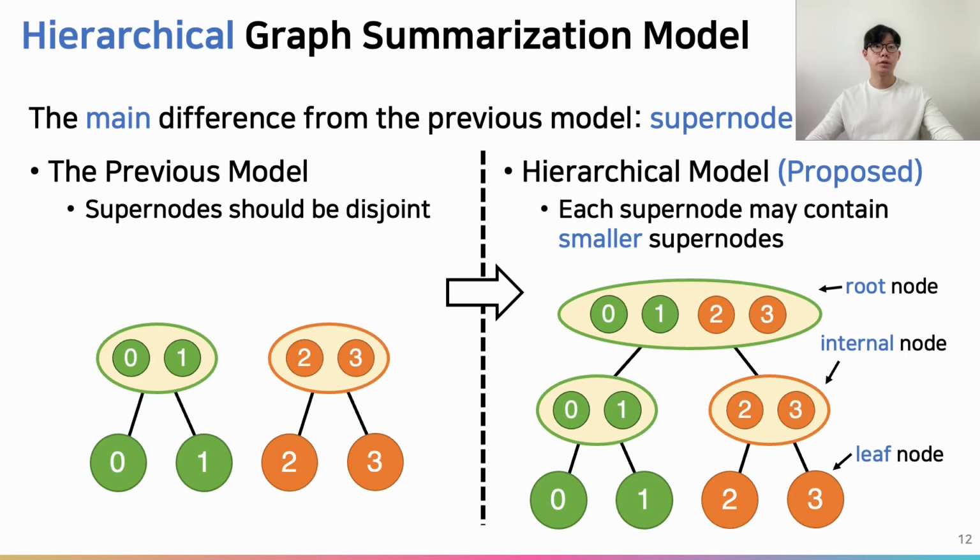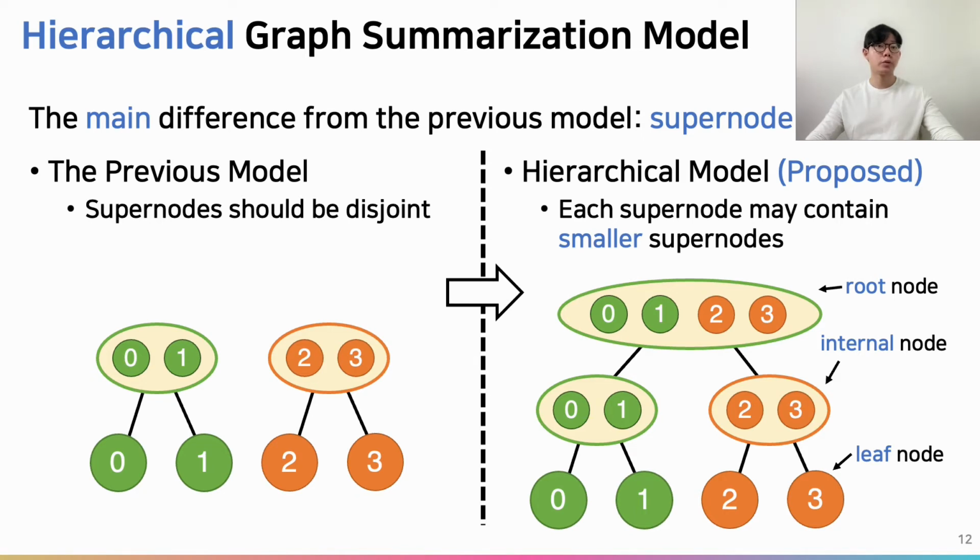Now I'll introduce the differences between our proposed hierarchical graph summarization model and the previous graph summarization model in the next two slides. The main difference is whether supernodes can have a hierarchy. Supernodes from the previous graph summarization model should be disjoint, and each subnode should belong to exactly one supernode. Thus, any hierarchy among supernodes is not allowed.